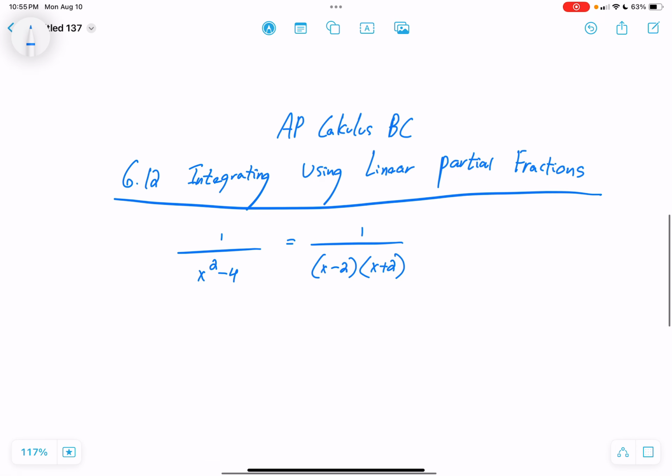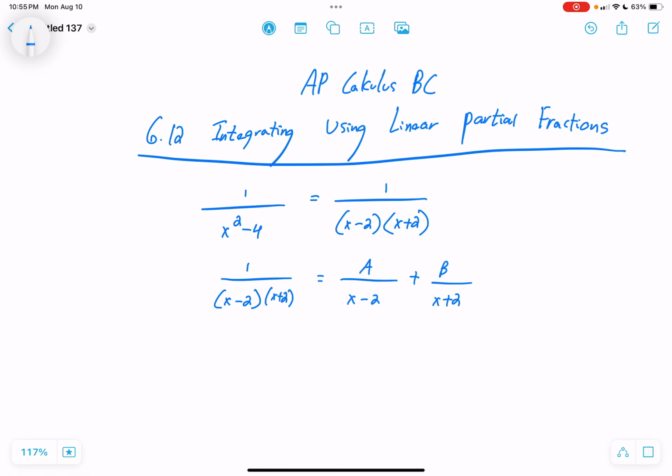And this is where linear partial fractions come in. We can write this as being equal to a over x minus 2 plus b over x plus 2, where a and b are just arbitrary values that we are assigning.